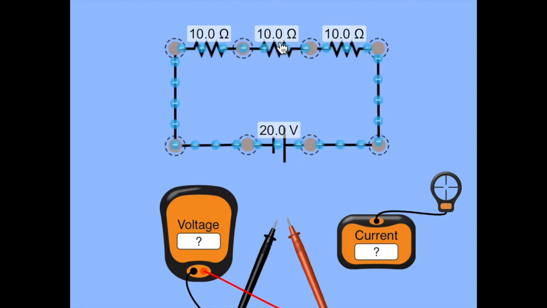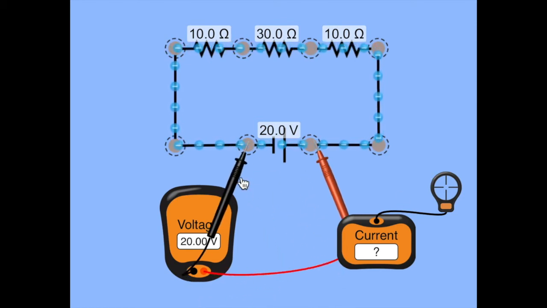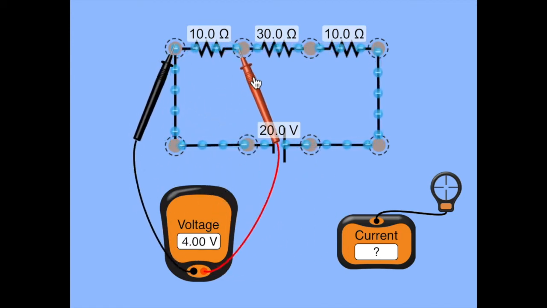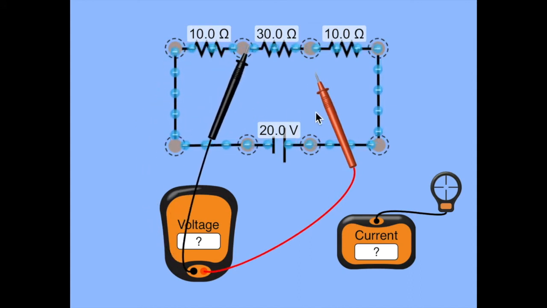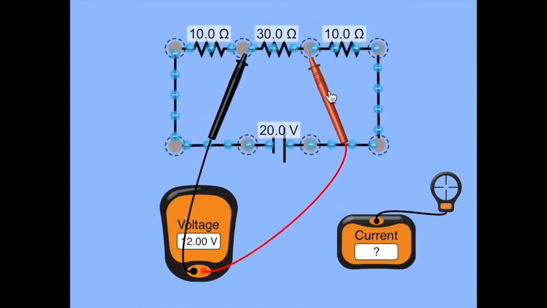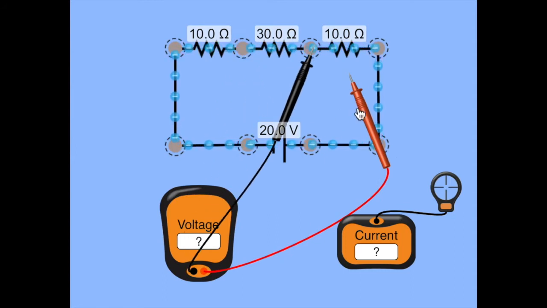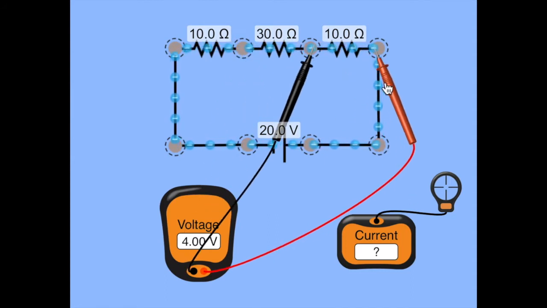However, if one of those resistances were changed, things would be different. As you can see here, I've changed the middle resistor to 30 ohms. We see the battery still has a voltage of 20 volts, but now that voltage will be split up differently. For the first resistor, it receives a voltage of 4 volts. The middle resistor, 12 volts. And the final resistor, 4 volts.